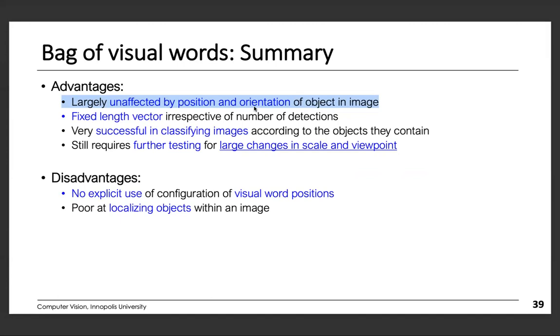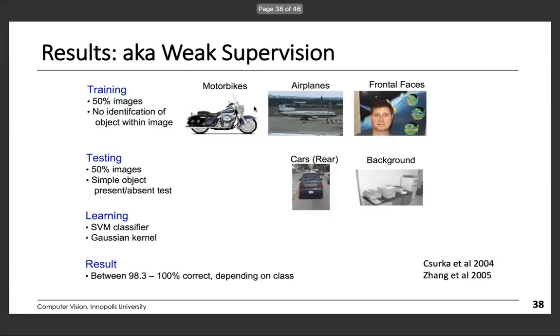So it is fixed length vector irrespective of the number of detections. It's very successful in classifying images according to the objects they contain, and it still requires further testing for large changes in scale and viewpoint. So here, for example, what they used is cars, but only the rear view of a car. So if you change the viewpoint to like the front, the model just breaks, right?